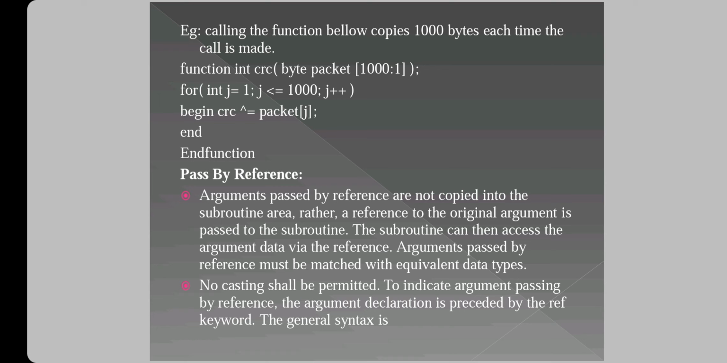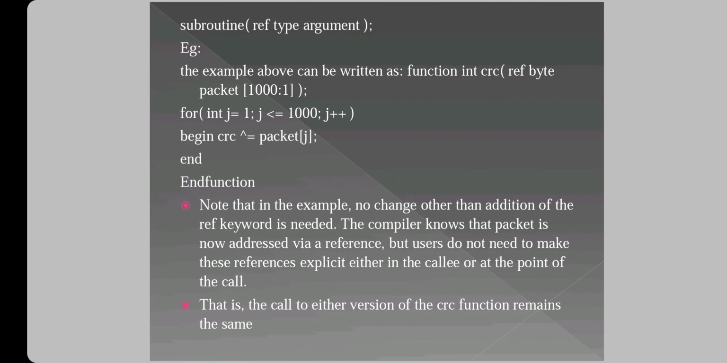Okay, so pass by reference. Arguments passed by reference are not copied into the subroutine area. Rather, a reference to the original argument is passed to the subroutine. The subroutine can then access the argument's data via the reference. Arguments passed by reference must be matched with the equivalent data types. No casting shall be permitted. To indicate argument passing by reference, the argument declaration is preceded by the ref keyword. The general syntax is the subroutine ref type argument.